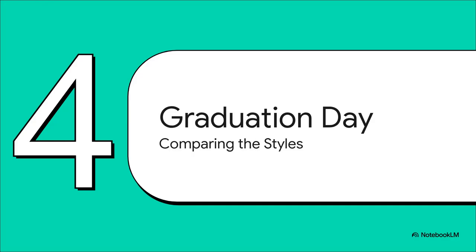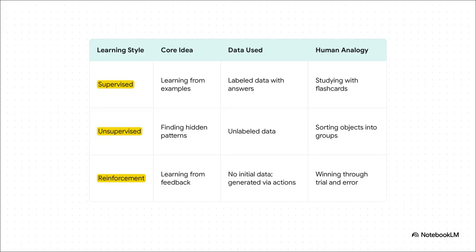So our student has made it through 3 very different kinds of school. It's graduation day. So let's bring it all together and see how these different learning styles stack up against each other. Let's recap. First, you've got supervised learning. That's our flashcard student, learning from labeled data with all the right answers. Think of your spam filter. It learned what spam looks like from millions of labeled examples.